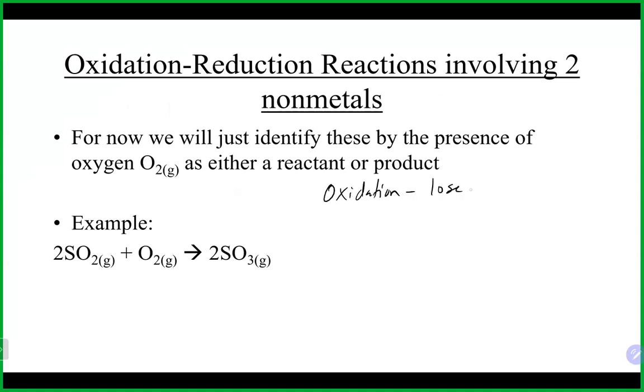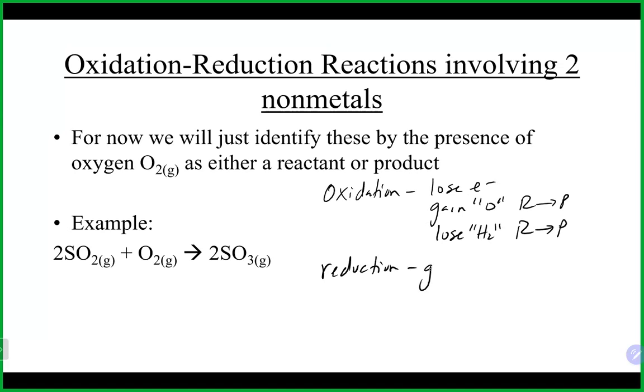Oxidation can mean that you lose electrons, you gain oxygen as you go from reactants to the product side of the reaction, or you lose hydrogen as you go from the reactants to the products. Reduction can mean that you gain electrons, you lose oxygen as you go from reactants to products, or gain hydrogen as you go from reactants to products.